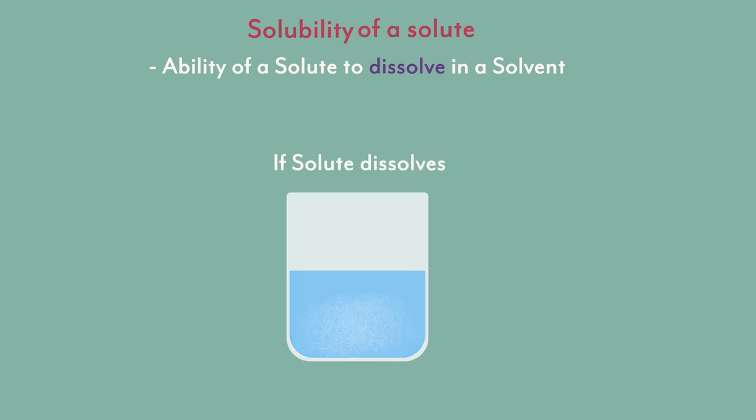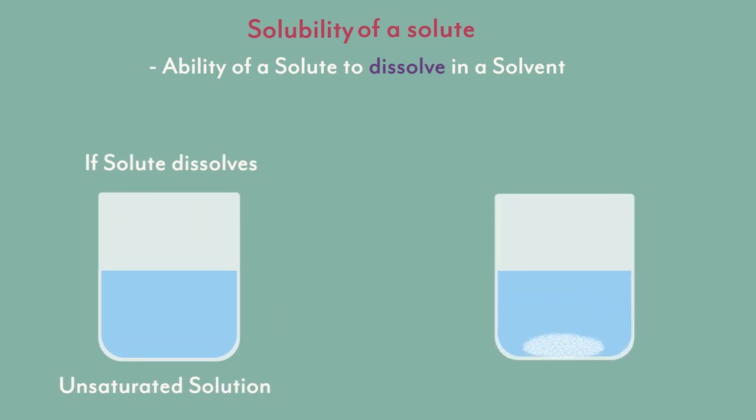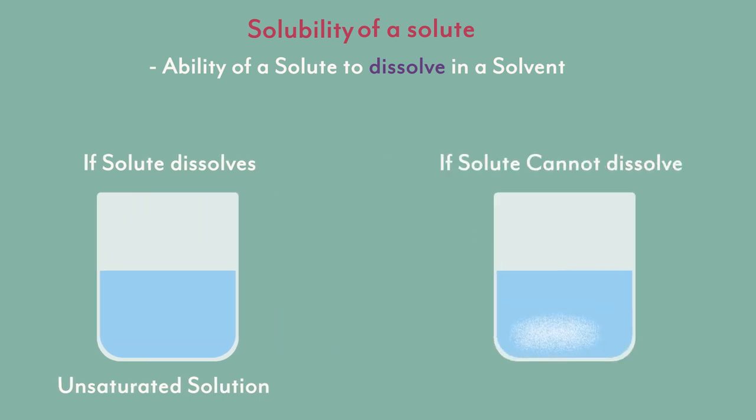Now, if a solute can still dissolve in a solvent, the solution is known as unsaturated. But if the solute cannot dissolve anymore in a solvent, then it is known as a saturated solution.